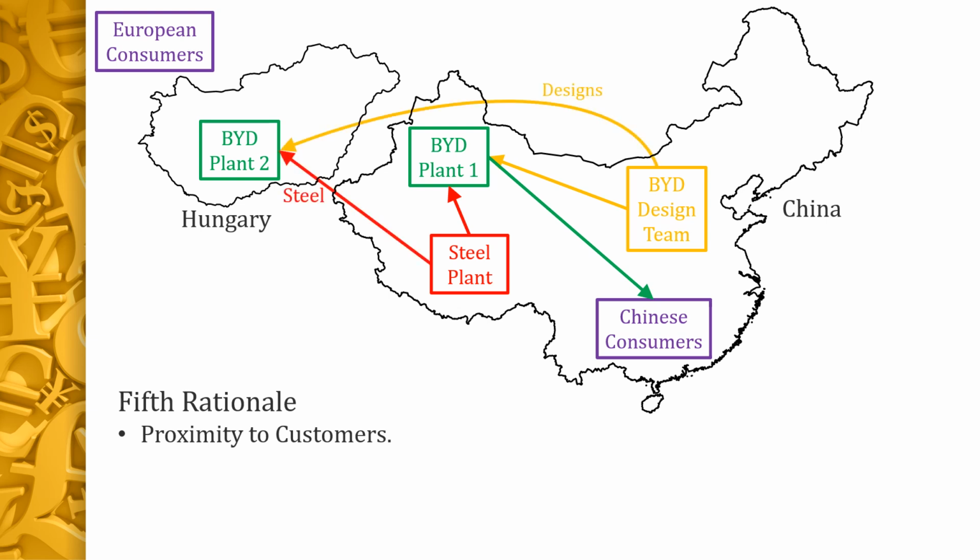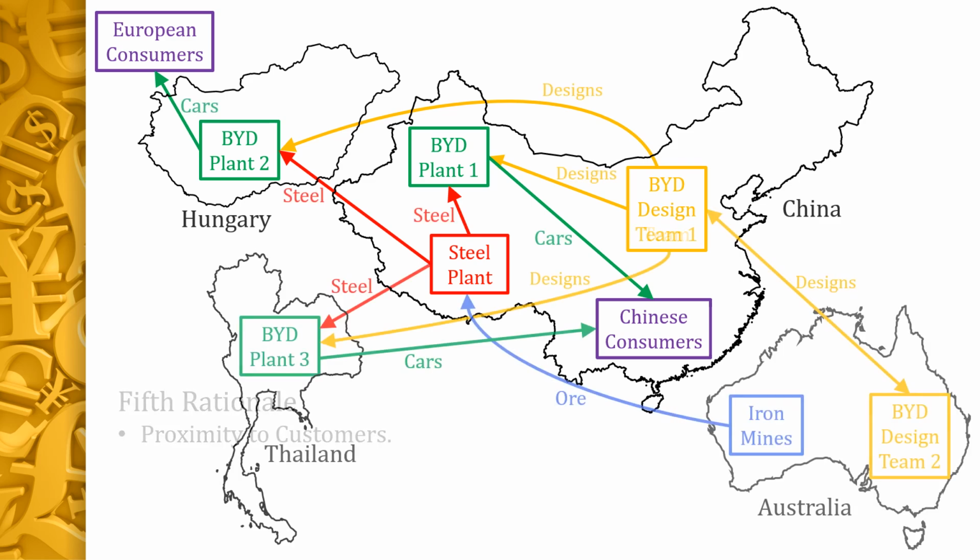The new plant receives designs from BYD's team in China and imports steel from the Chinese steel plant. It uses these inputs to make cars, which it sells to European consumers. In this way, proximity to customers provides the fifth and final rationale for overseas activities. At the end of the day, BYD has become a global company with operations in China, Australia, Thailand, and Hungary.